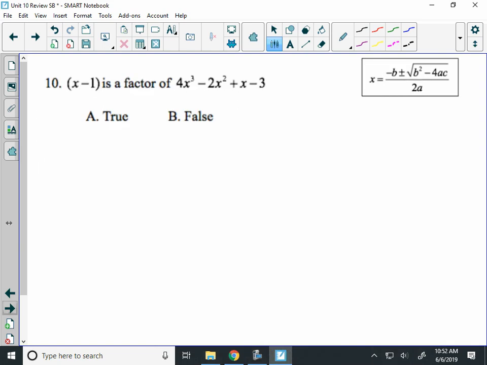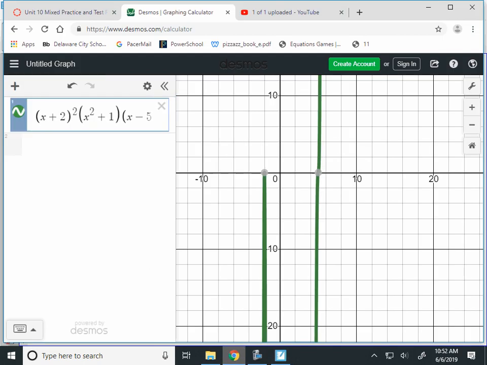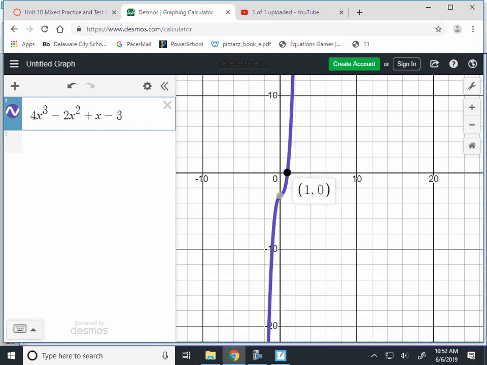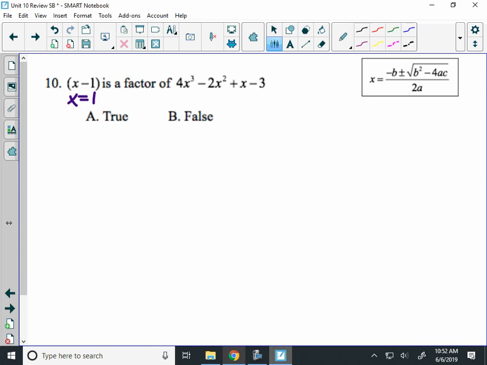Last one on the review. Is x minus 1 a factor of 4x cubed minus 2x squared plus x minus 3? Well, what that means is, is x equals positive 1 a root? Well, if you don't know, graph it. So let's see. We have 4x cubed minus 2x squared plus x minus 3. When I graph this, I cross the axis at 1. So that means it is, in fact, a root.